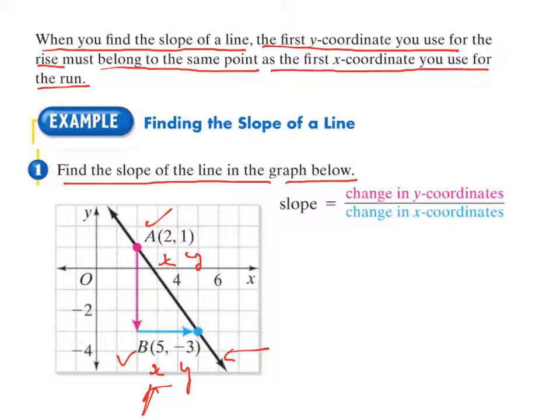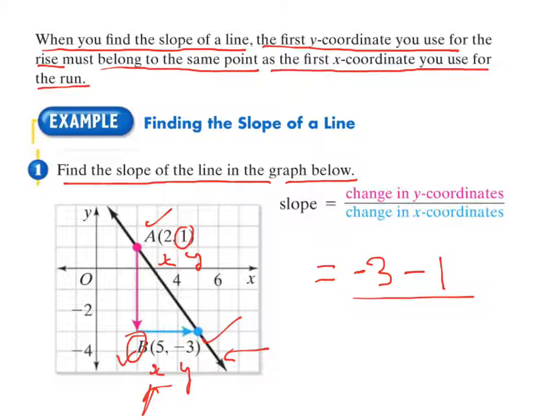Now let's find the slope. The slope is change in the y coordinates. So let us start from the point B. What is the y coordinate of B? Negative 3. So negative 3 minus, because change means it's the difference, what is the y coordinate of point A? It is 1. So negative 3 minus 1, divided by change in the x coordinates.